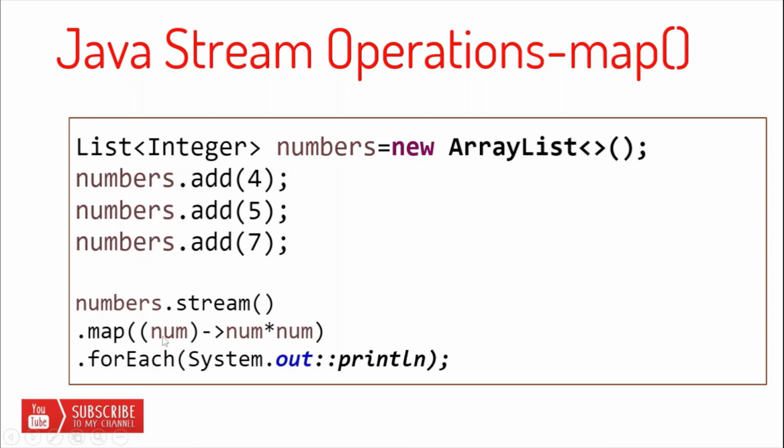So here it will take num, one number at a time, multiply it with itself and add it to the stream. So in this way, first 4 will be taken and 16 will be made and added to the stream.